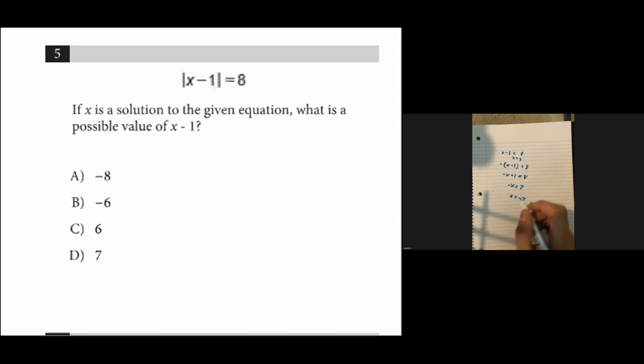Because the reason why is x is -7, right? But it asks, what is a possible value of x minus 1? So we have our two answer choices, which is x equals 9 and x equals -7. But the question doesn't ask for x. It asks for x minus 1. So the two possible answer choices could be 8 and -8. Which would get us the answer of A. So I actually did do this correctly. It's just that the question didn't ask for x. It asked for x minus 1.